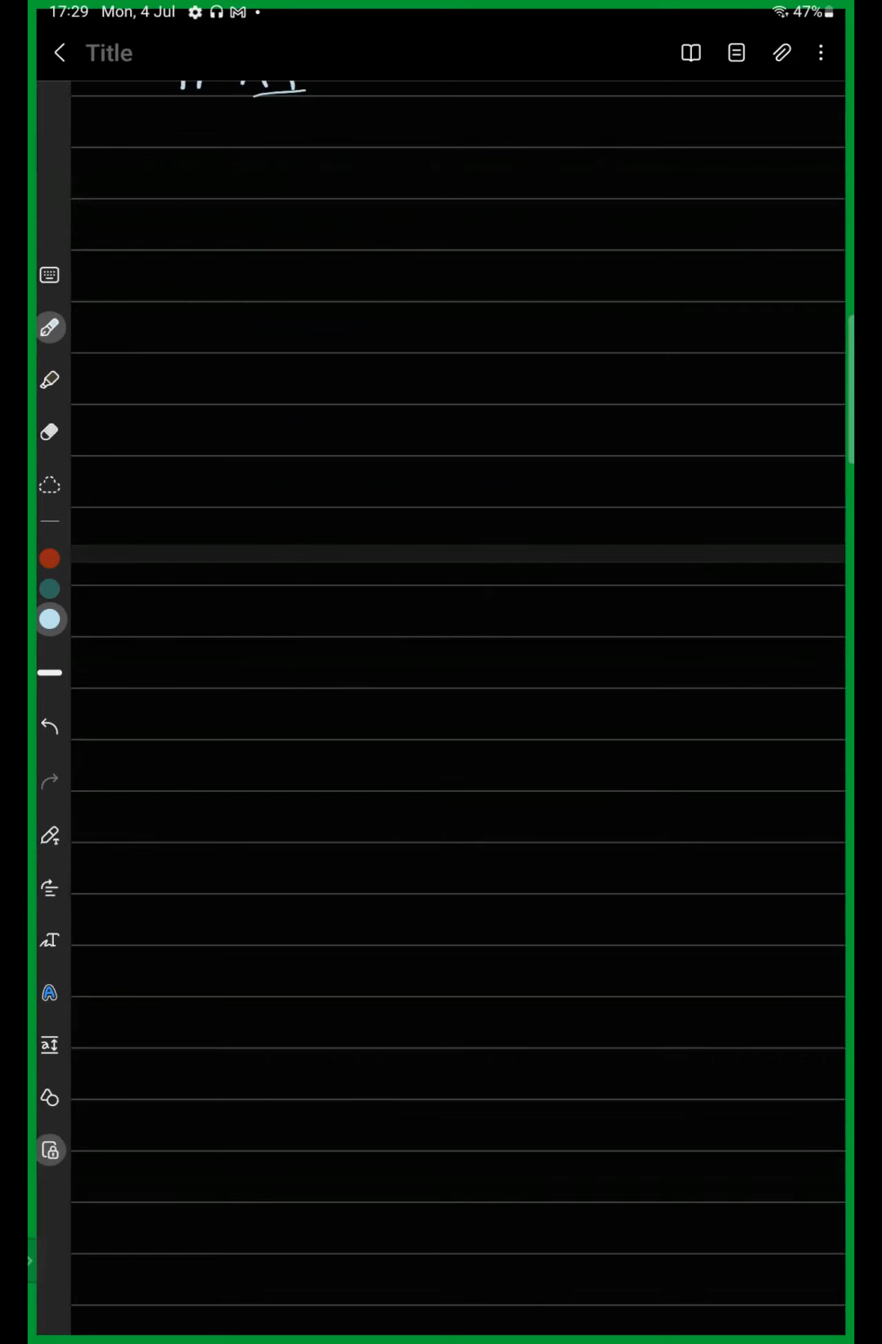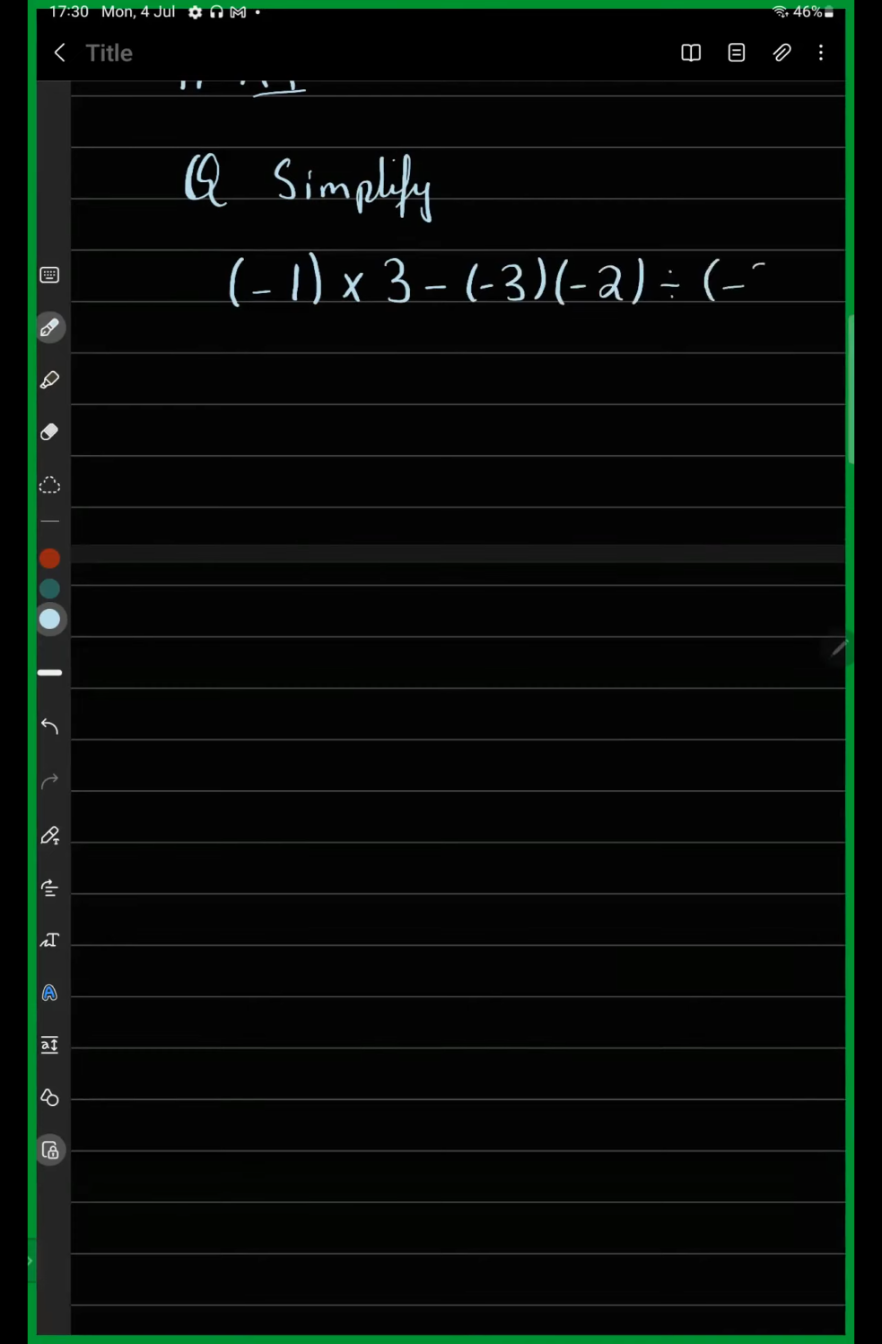Okay. This time around, this is another question, and the question says simplify. Minus 1 multiplied by 3 minus minus 3, it is being multiplied with minus 2, it is being divided by minus 2. Minus 1 multiplied by 3 minus minus 3 minus 2 divided by minus 2. Yes, that's correct. Please try doing it, and then I'll tell you how to solve this one, okay?